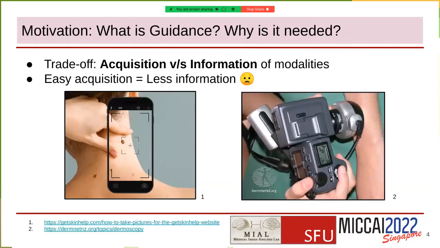Similarly, in the case of skin lesions, we have the clinical images on the left, which are acquired through ubiquitous consumer-grade cameras. And on the right, we have the dermoscopic images, which require an expensive dermoscope as shown here, and also trained clinicians. And similar to the previous case, the expensive modality provides more information regarding the disease.